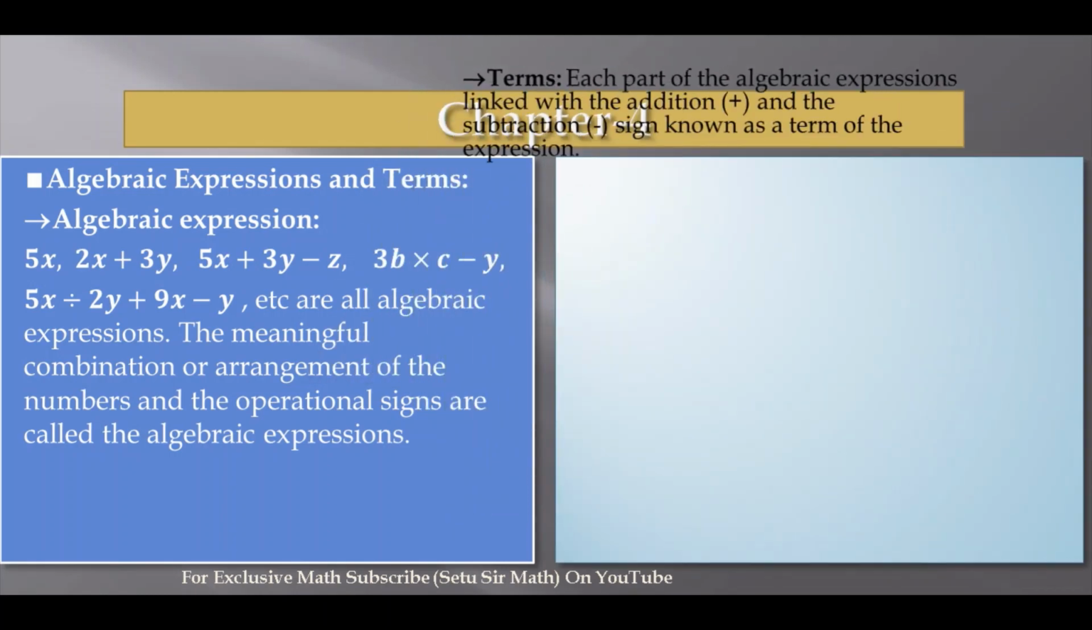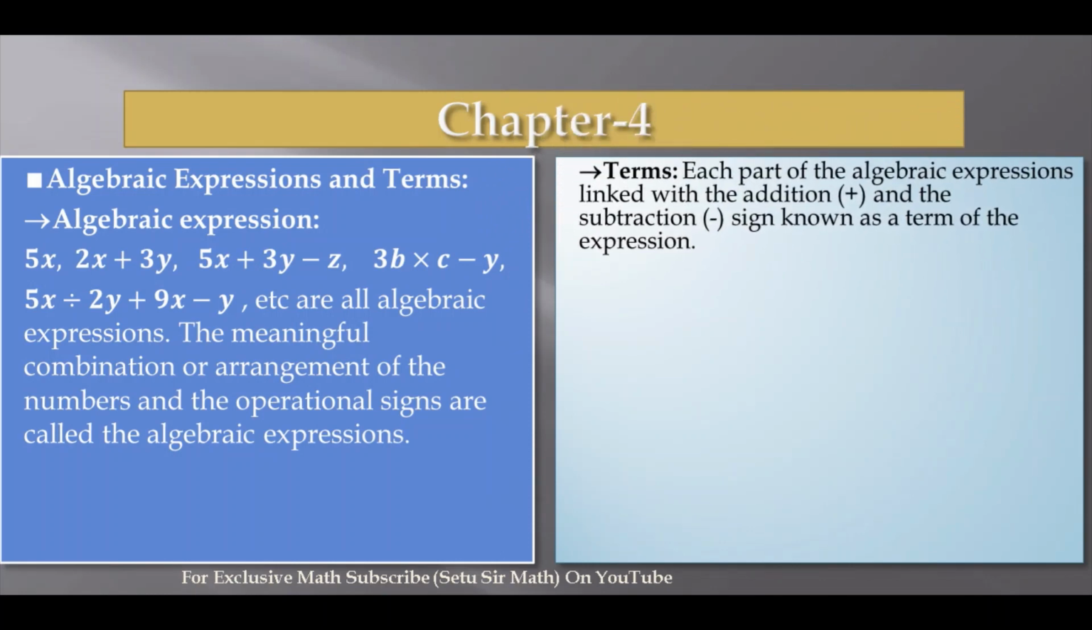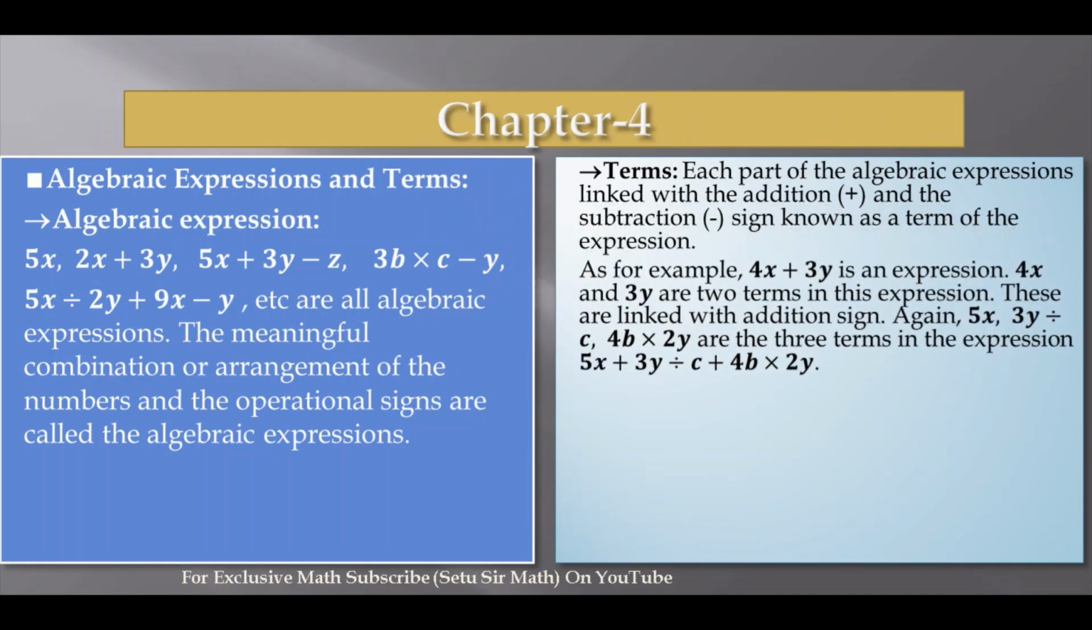Next, terms. Each part of the algebraic expressions linked with the addition, plus, and the subtraction, minus sign is known as a term of the expression. That means, let's see the example. As for example, 4x plus 3y. This is the addition sign, and these two terms are related with this plus sign. In this expression 4x and 3y are two terms. These are linked with addition sign.